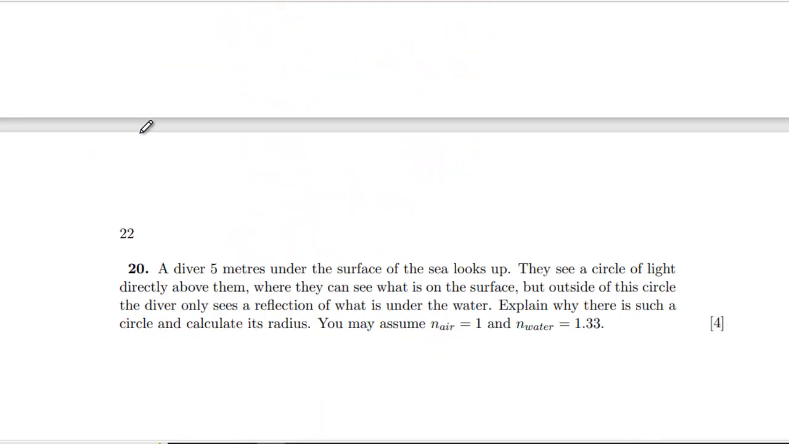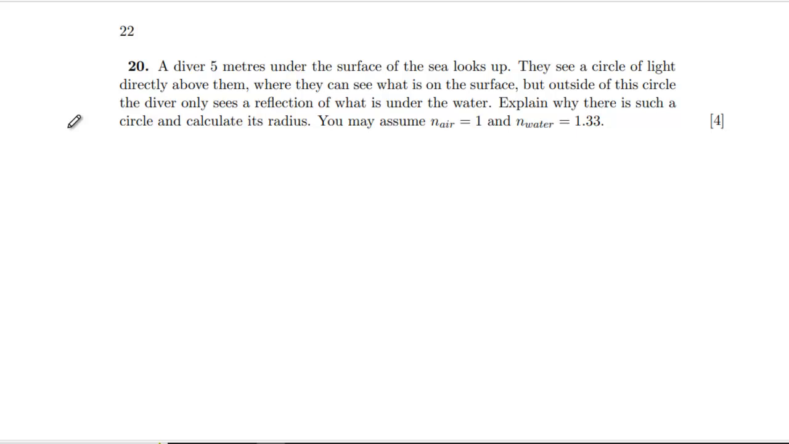That's just a standard opener question for an A-level paper. Question 20. A diver 5 meters under the surface of the sea looks up. They see a circle of light directly above them where they can see what is on the surface, but outside this circle they see only a reflection of what's under the water. Explain why there is such a circle and calculate its radius. Right, a little picture isn't going to go amiss on this then.